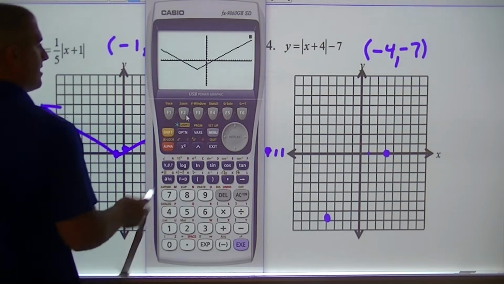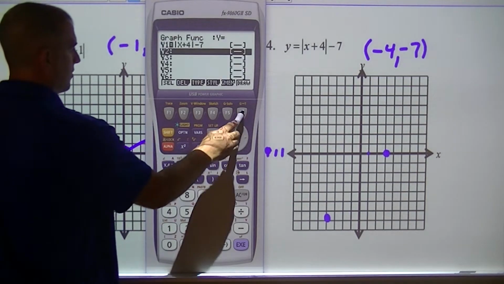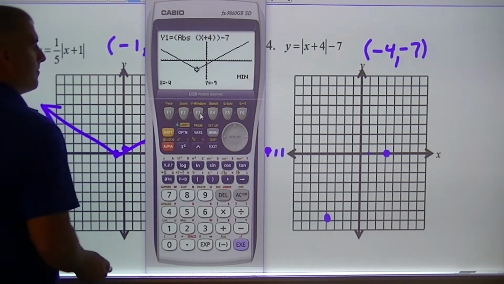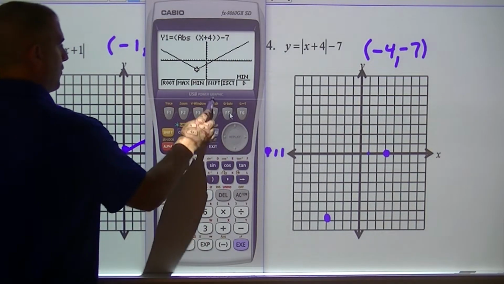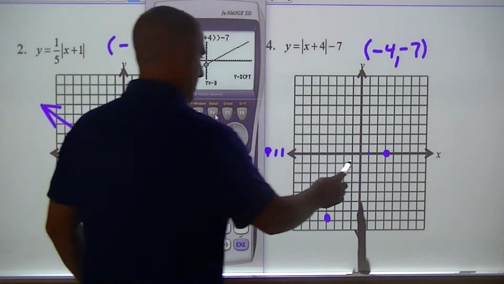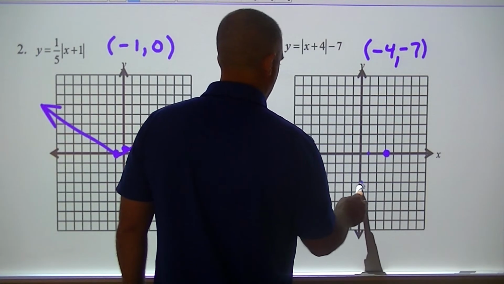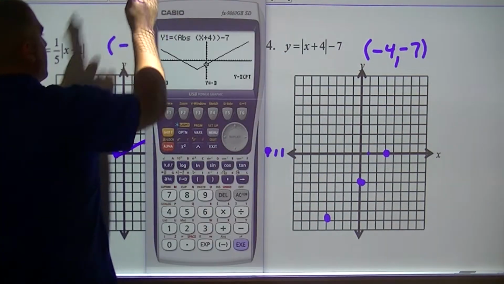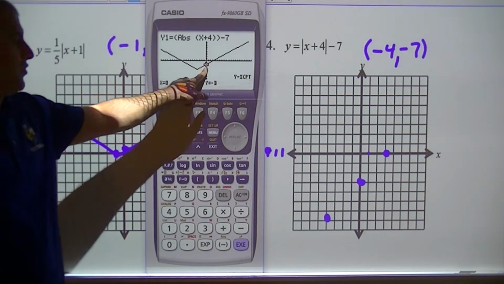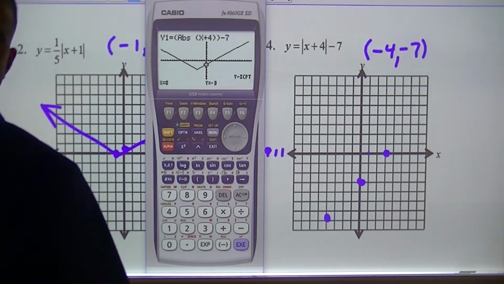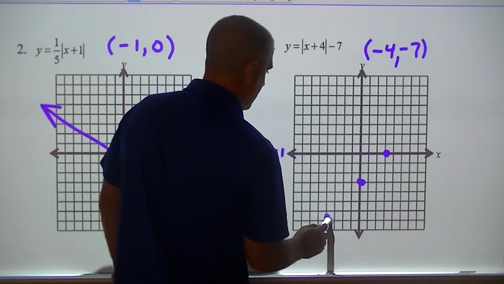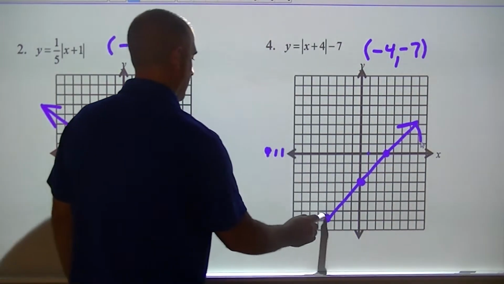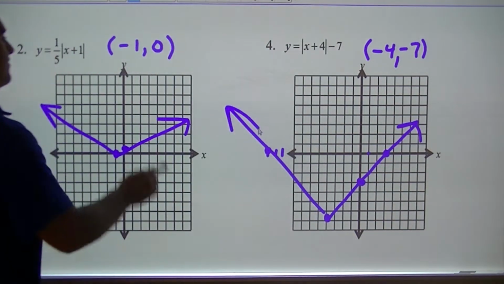G solve max, don't have one, exit draw. G solve min, that's my negative 4, negative 7, which I can confirm there. G solve y intercept, 0, negative 3, so 1, 2, 3. A good rule of thumb as you're looking at this calculator, this little flashing X sort of shows you where that point is. So you shouldn't really make any mistakes as far as where those are. And then I look at my shape, it's a V. I go through those points.